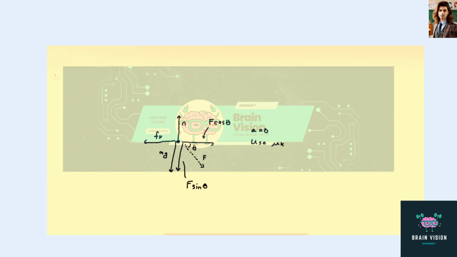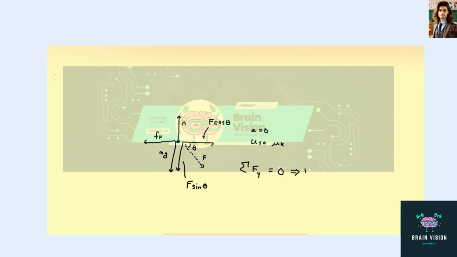We have a normal force pointing up, a friction force pointing to the left, the force exerted by the woman downward at an angle theta, and we have gravity pulling downward as well. And so the first thing we're going to do is the sum of the forces in the y direction. And we know this is equal to 0 since there's no acceleration in the y direction.